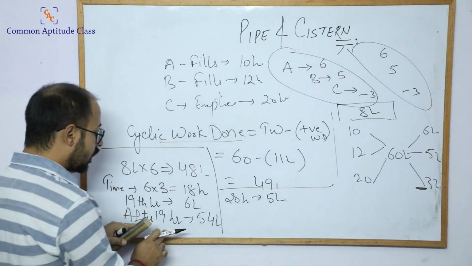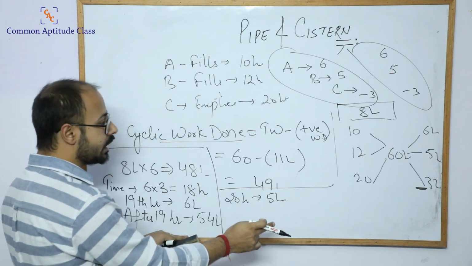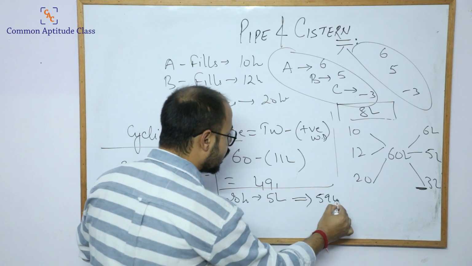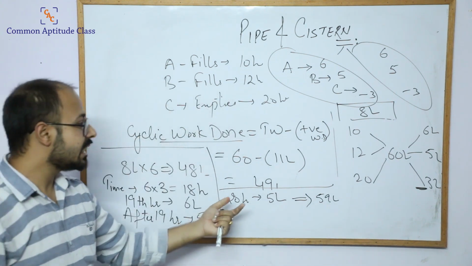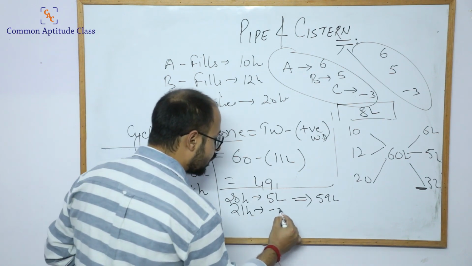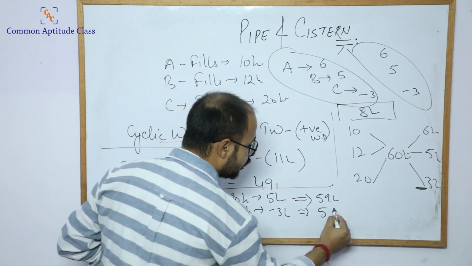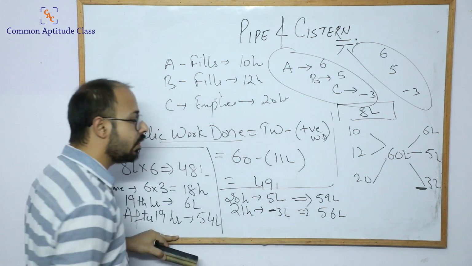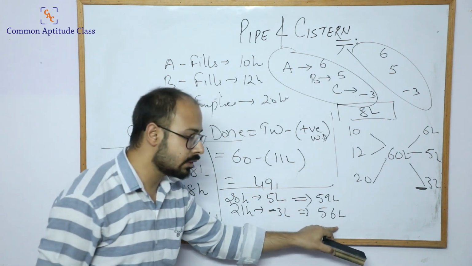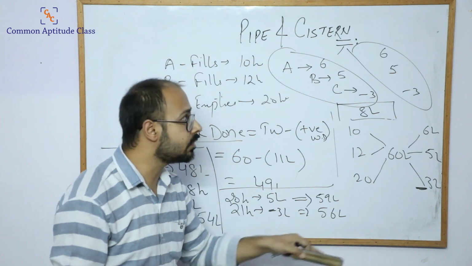So at the end of the 20th hour, what is the quantity there? That is 59 liters. Now again, C will go for the 21st hour. C will go and remove 3 liters, so it ends up with 56 liters. Till now done. What quantity of water is left now? 56 is there, so 4 liters left.